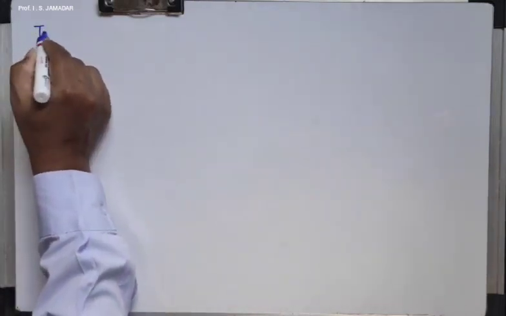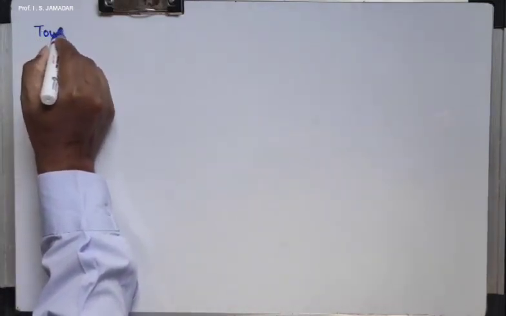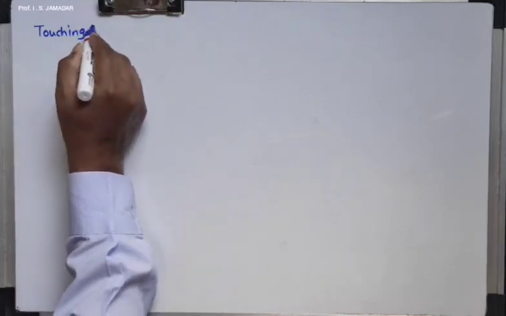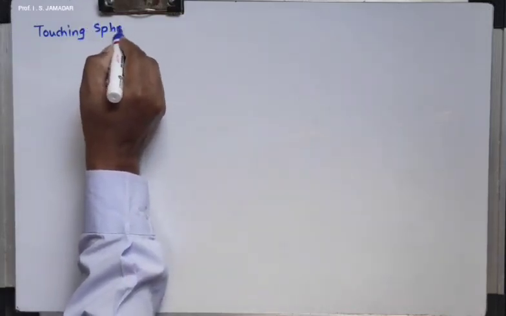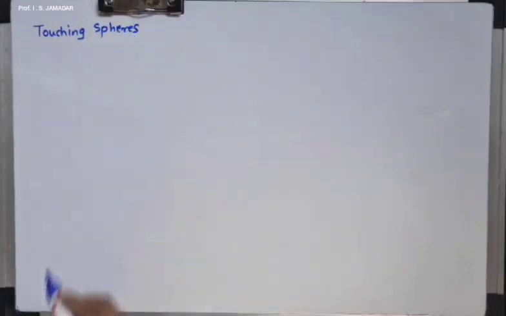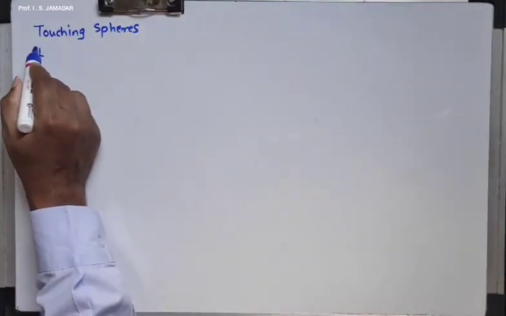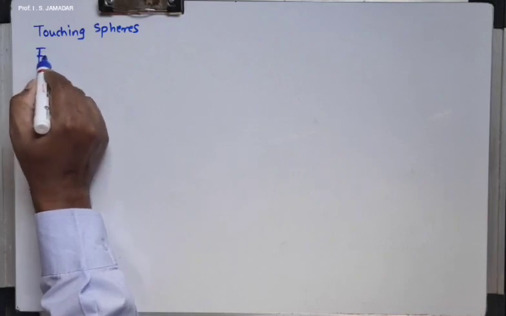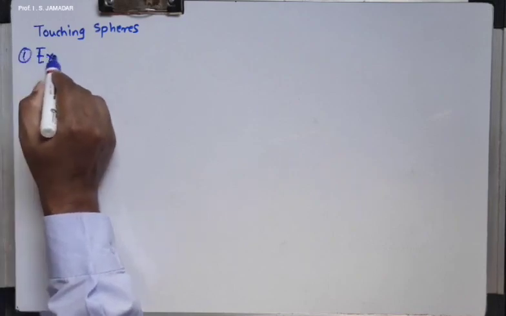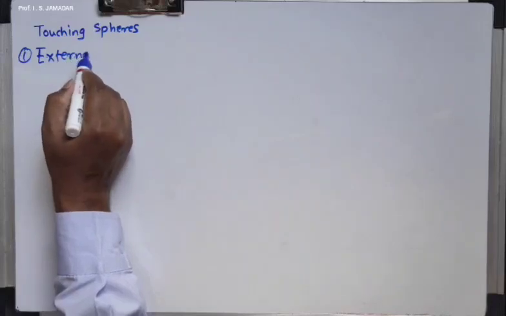In this next lecture, next session, we are going to consider an example on the touching spheres. So first of all, let us see what is the touching sphere. There are two things for touching spheres. One is external touching.